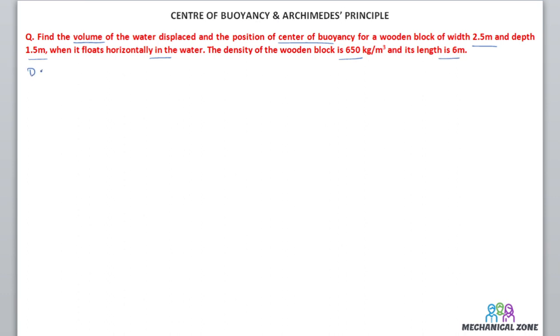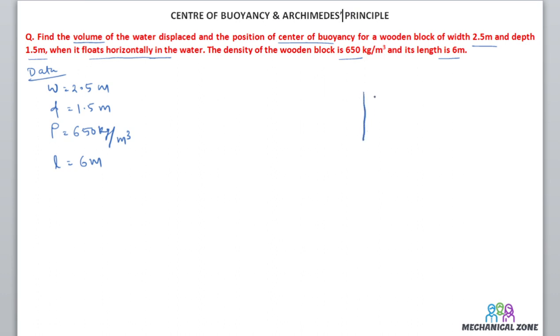So what are the data that are given? The width of the block is 2.5 meter. The depth of the block is 1.5 meter. It is floating horizontally in the water. The density of the wooden block is 650 kg per meter cube. Its length is 6 meter. Much data is given. Another point is given, which is that the wooden block is floating horizontally in the water.